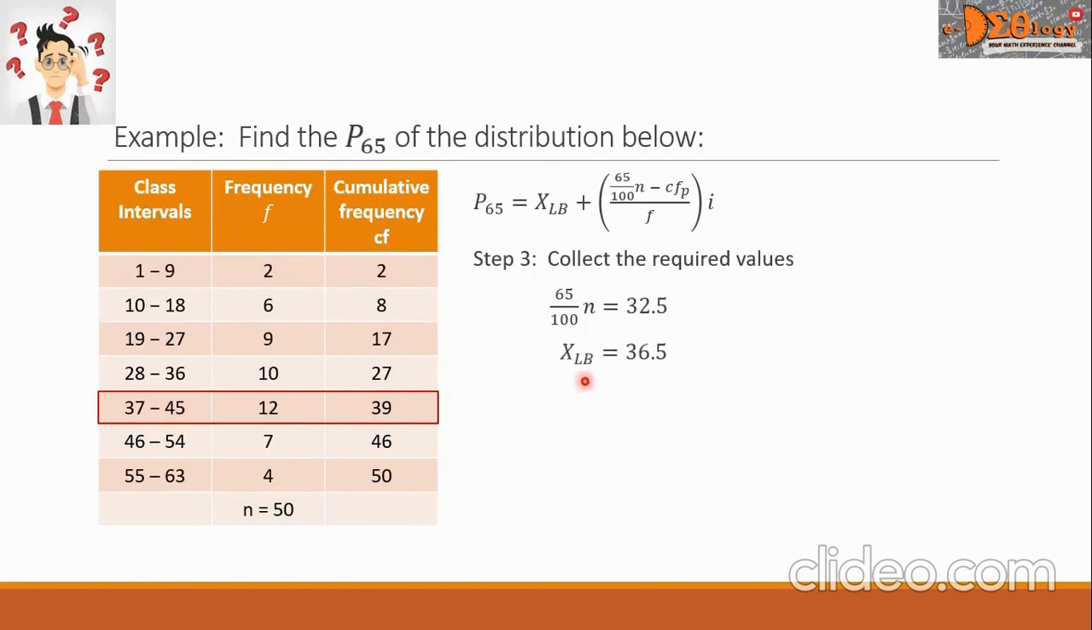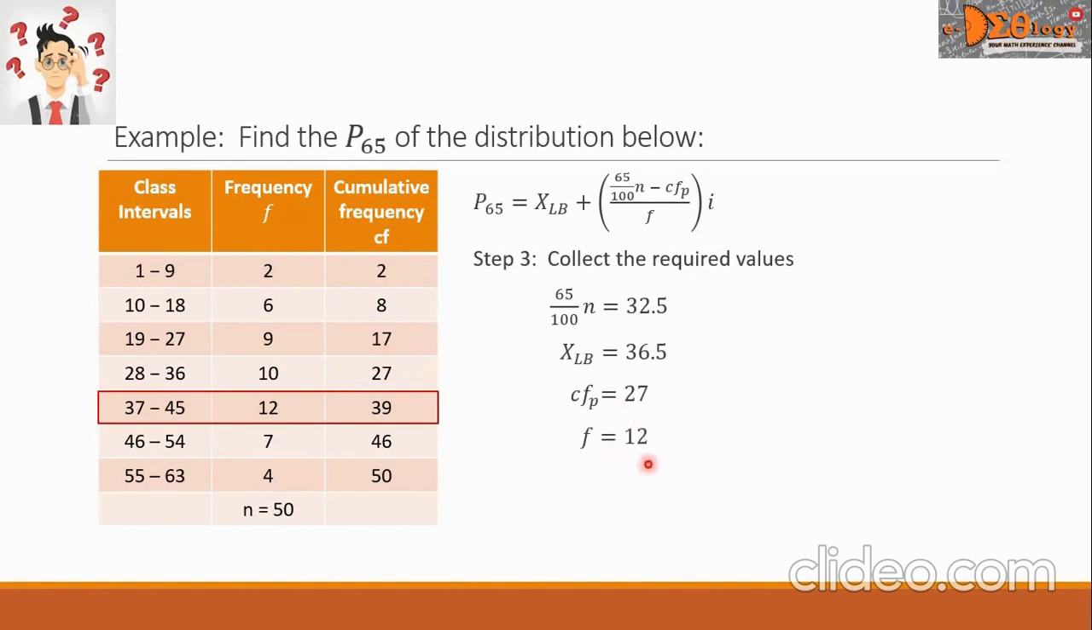X sub LB is the lower class boundary of the P sub 65 class. We write here 36.5. We got this value from the lower limit minus 0.5. So 37 minus 0.5 is 36.5. Next is the CF sub P. This is the cumulative frequency of the class preceding the P sub 65 class. Here is 27, so we copy it here.